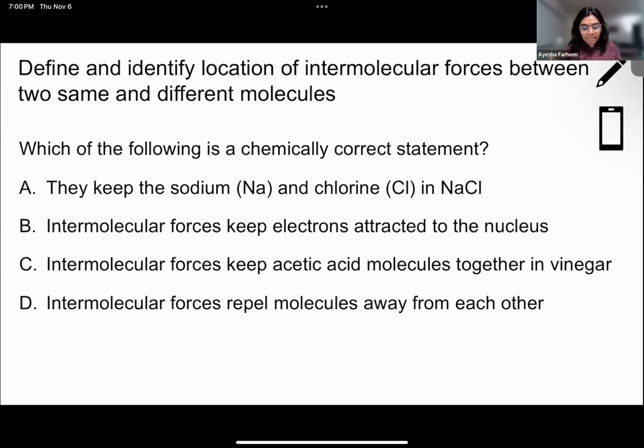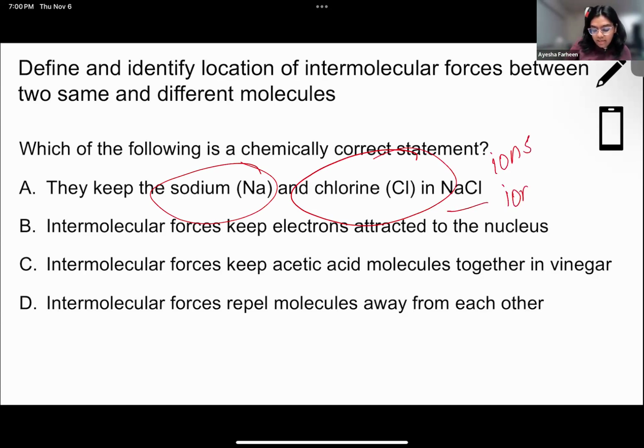Okay, let's come back and let's take each statement on its own merit, okay? Intermolecular forces keep sodium and chlorine together in NaCl. Well, we know that intermolecular forces are between molecules, right? Sodium and chlorine, they actually form ions. So therefore, this is ionic bonding, as you may recall. Okay, if it's not clear again, more practice is coming.